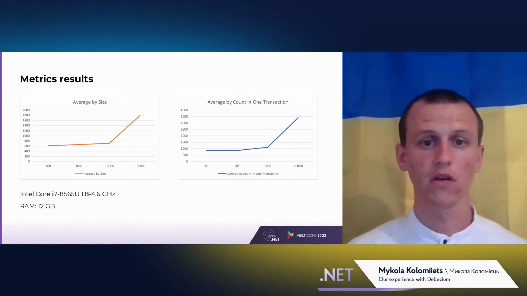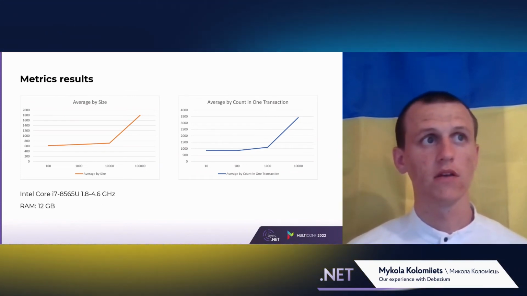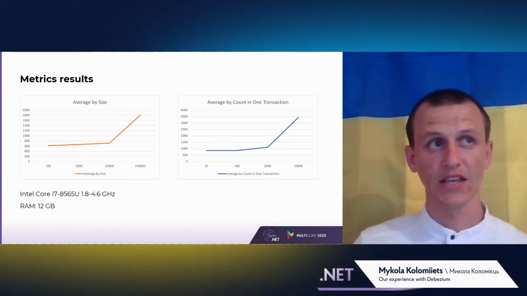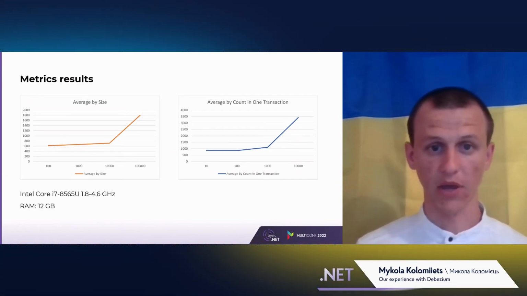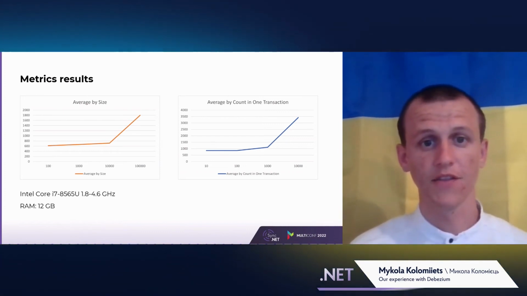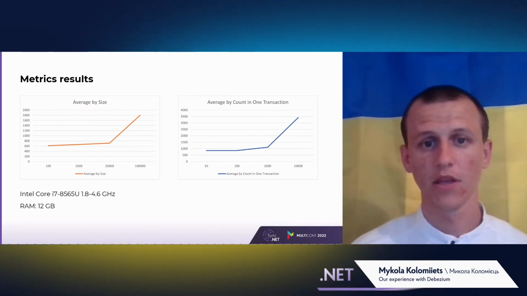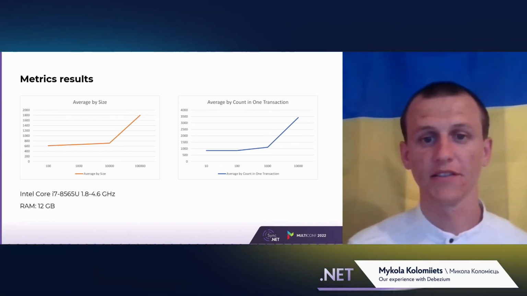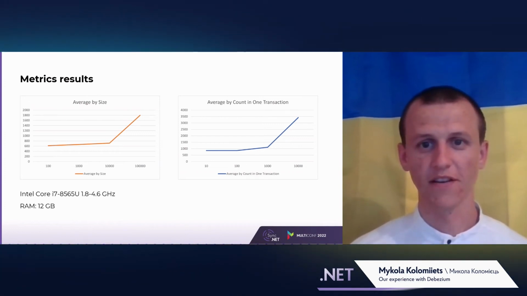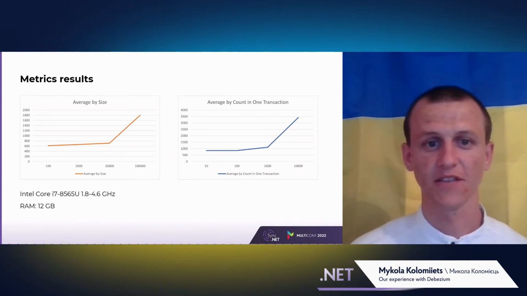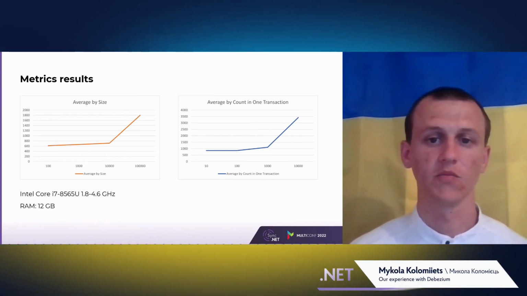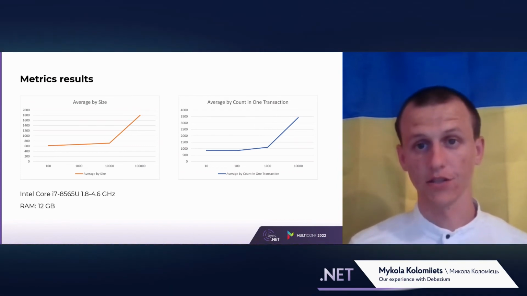And the second diagram shows us how the delay grows based on the count of inserted entities in the database. You can see that if you send 10 or 100, the delay is the same. But when you start to send 1,000 or 10,000, the delay increases very much, from 1 second to almost 3.5 seconds, just when we start sending more entities.